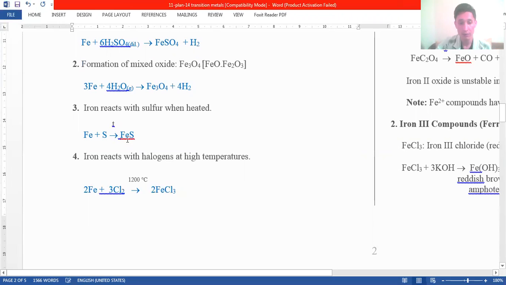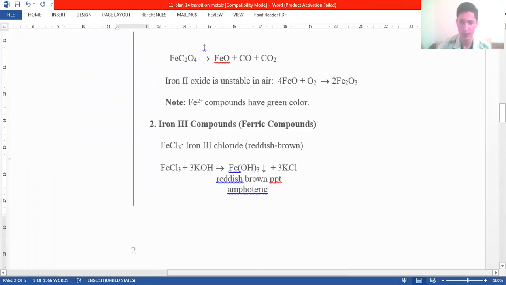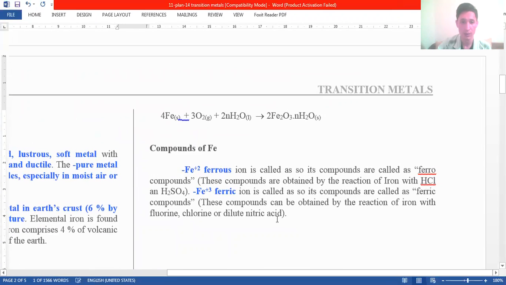So iron plus sulfur produces iron sulfide. Iron plus chlorine produces iron chloride. Instead of chlorine, you may put any halogen: fluorine, bromine, iodine. Okay, so continue. Oh, this one is important.